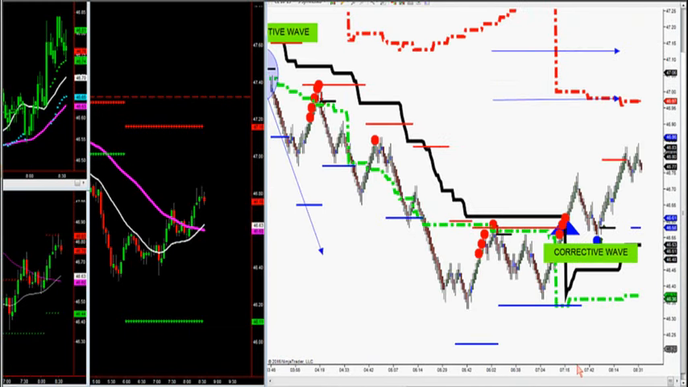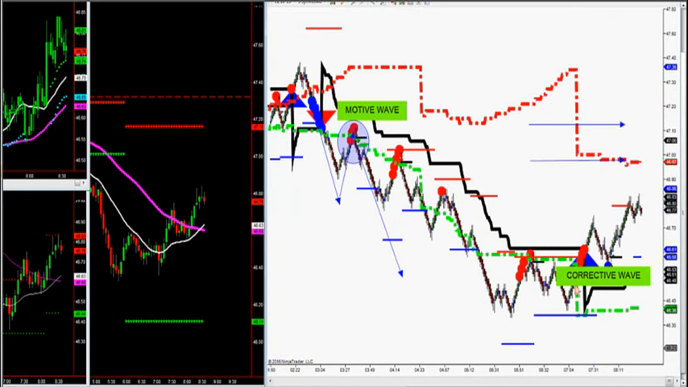There's only two waves that we look for on J signal. We look for a motive wave and a corrective wave. Now, the key to J signal is this. I'll go over J signal. We know what to look for coming up on crude. I'll tell you that in a second. But there's two wave patterns: a motive wave and a corrective wave.